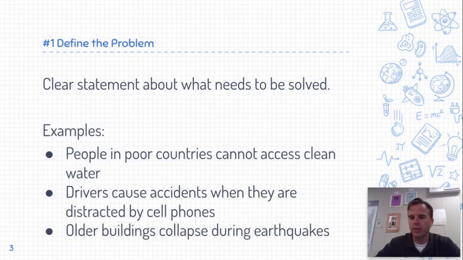Let me get into a little bit more detail here. First of all, how do we define the problem? The problem is just any place we see that there is a need. Here are some examples. People in poor countries cannot access clean water. This is a very common problem, and many solutions have been tried with some success, but there is still progress to be made. Another example is drivers cause accidents when they are distracted by cell phones. How can we solve that? Well, that's your job if you're the engineer. Or another example is older buildings collapse during earthquakes, another problem that an engineer might try to solve.